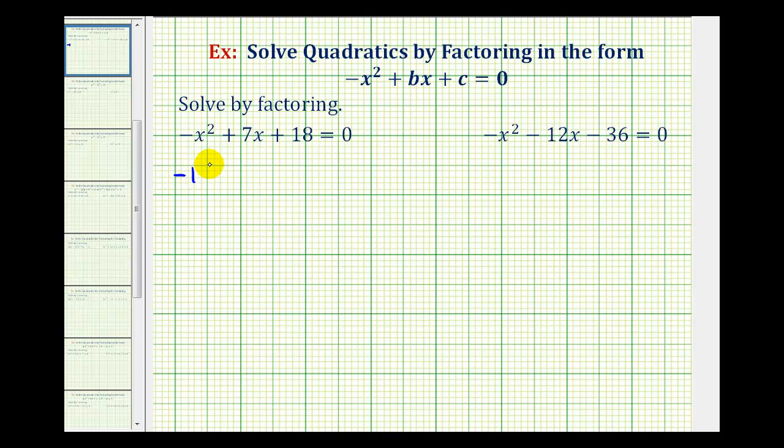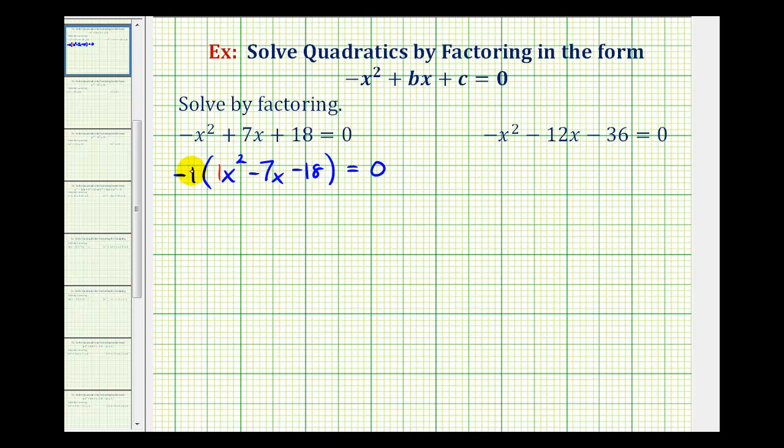If we factor out -1, it's going to change the sign of each of these terms. We'll have x squared minus 7x minus 18 is equal to 0. Notice if we distribute -1, we would have negative x squared plus 7x plus 18. So by factoring out this -1, notice how now the leading coefficient of the trinomial factor is +1. So now we can factor this as we normally would.